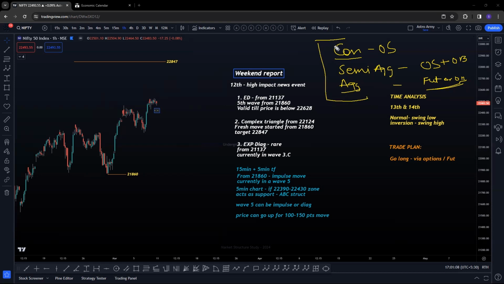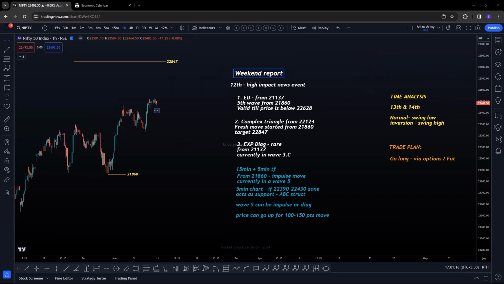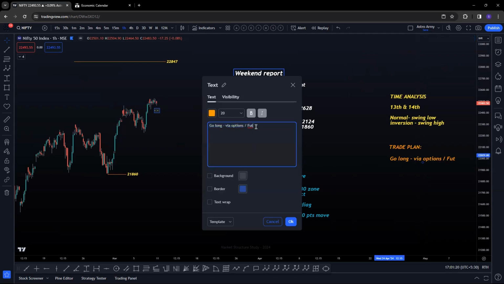You can also use it for yourself, but again, it is not compulsory. It's up to you how you want to navigate the market. Okay, this is how I plan. So going long via futures or options. Here, what I will do is, if my plan moves like this, I will go long via options selling. So that is shorting.